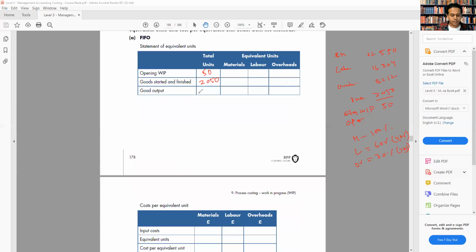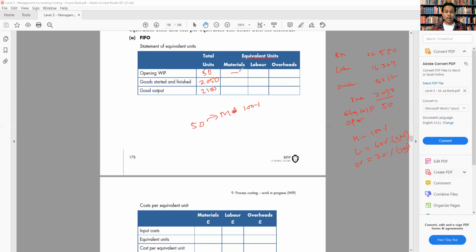And if I added that, my good output total is 2100. So out of 2150 I receive as opening, that come from the last period, and for this period I have started and finished 2050. Now we're going to see for the equivalent unit how much is completed for what. So this opening inventory 50, the material is 100% complete. So for the material we don't have to do anything, it is zero, it is opening. Remember that it's not a closing, it's opening.